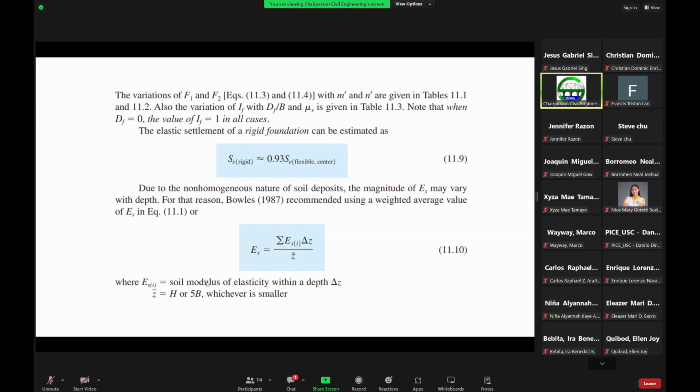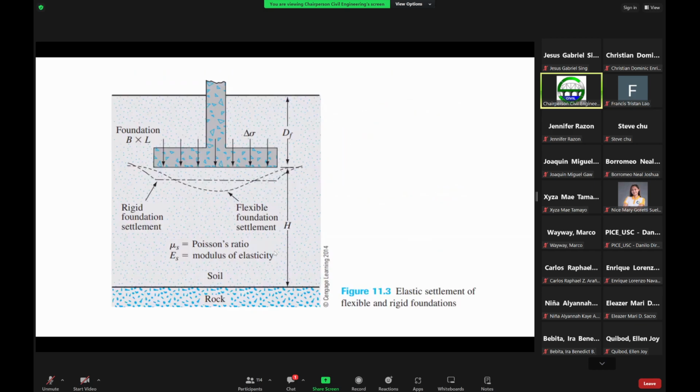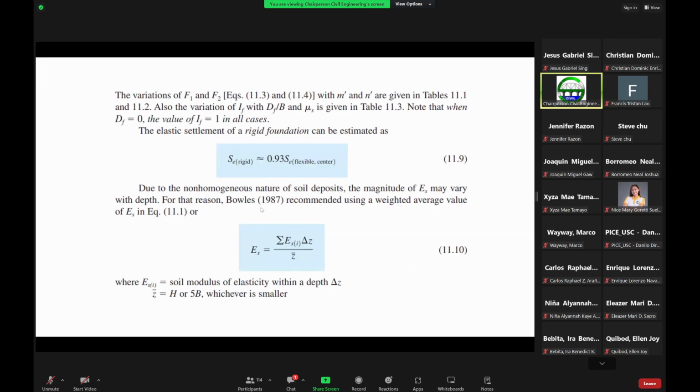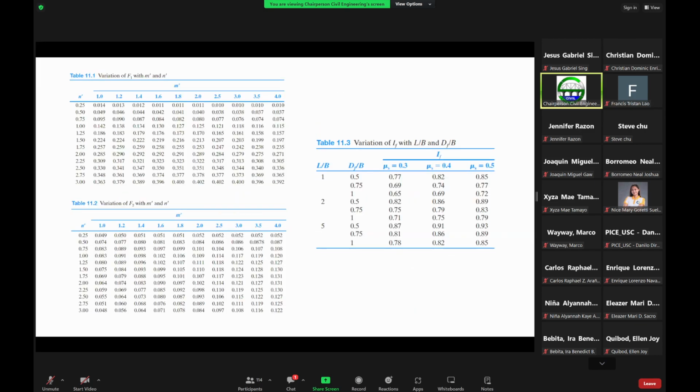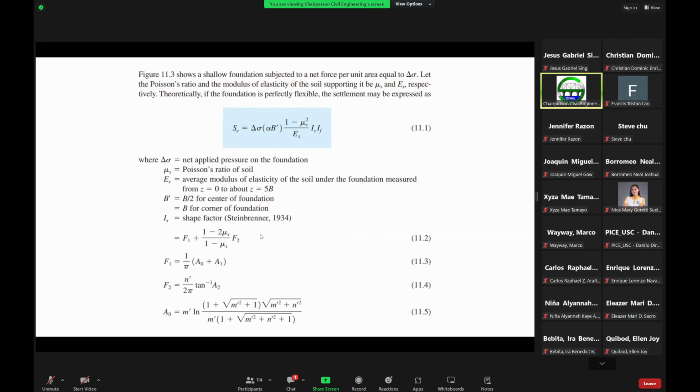So Z bar is then equal to H or 5B, whichever is smaller. I think we have defined this one here. Again, this is your H, and 5B is 5 times the width of the foundation. So that's E sub S, and we can substitute that value here. It can be the average, but if it is homogeneous, that means you only have one type of soil layer below the foundation, then you don't need to take the average. It's just one value.